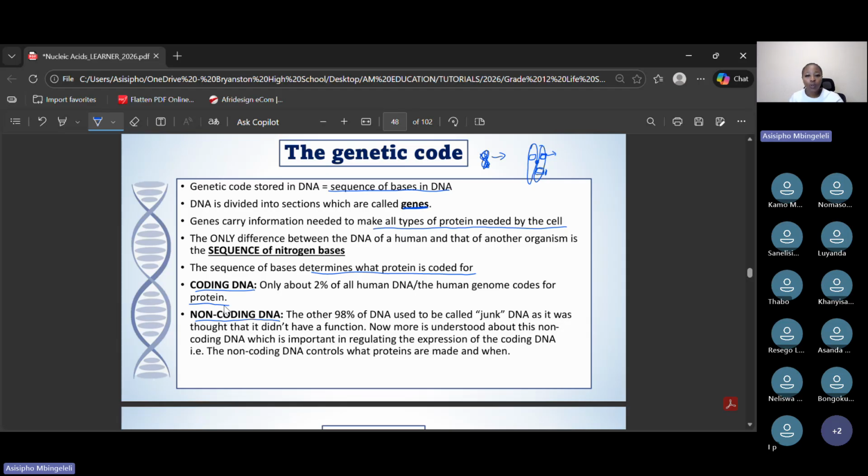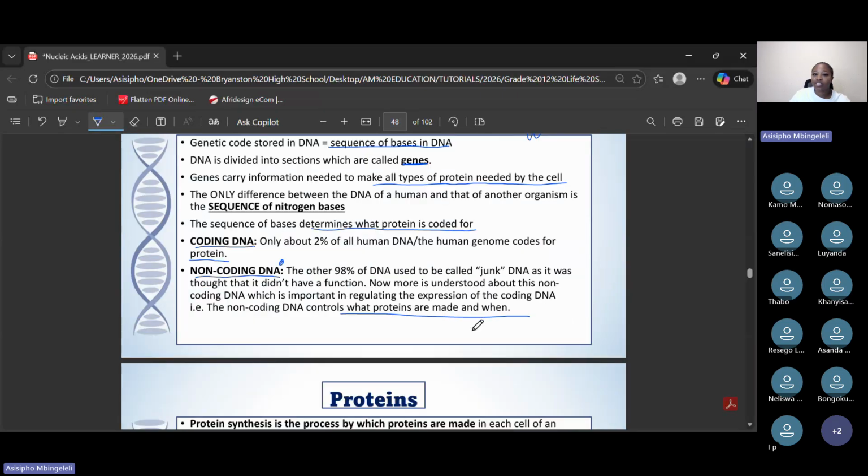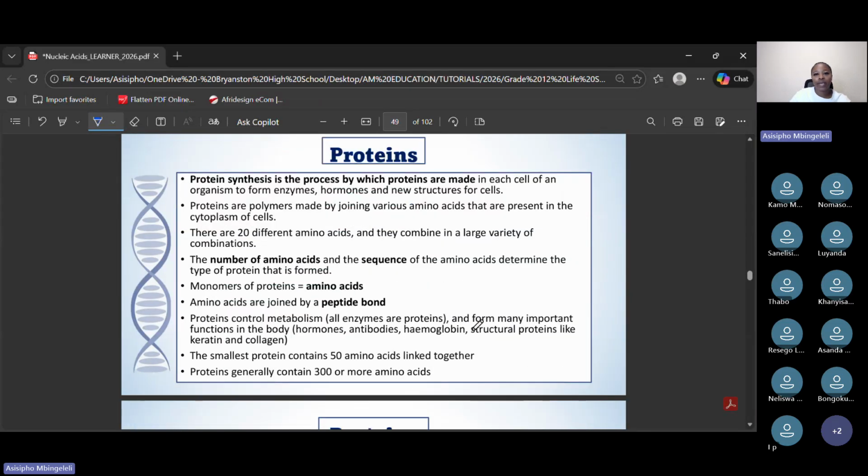Now, we do also have DNA that controls what proteins are made and when, but it's referred to as non-coding DNA, and that makes up about 98%. So it doesn't code for a particular protein, but it controls what proteins are made and when. Yeah, they won't ask you much about it, but just the background. Okay, let's find out more about these proteins.